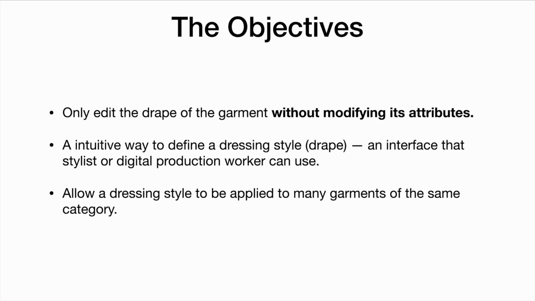We also want the control to be intuitive, such that people without technical knowledge, such as a stylist or a quality worker, can also use our control method to change the outfit. And lastly, we also want the system to be scalable, such that when we make a change to one kind of outfit, we could also apply it to other garments of the same type.